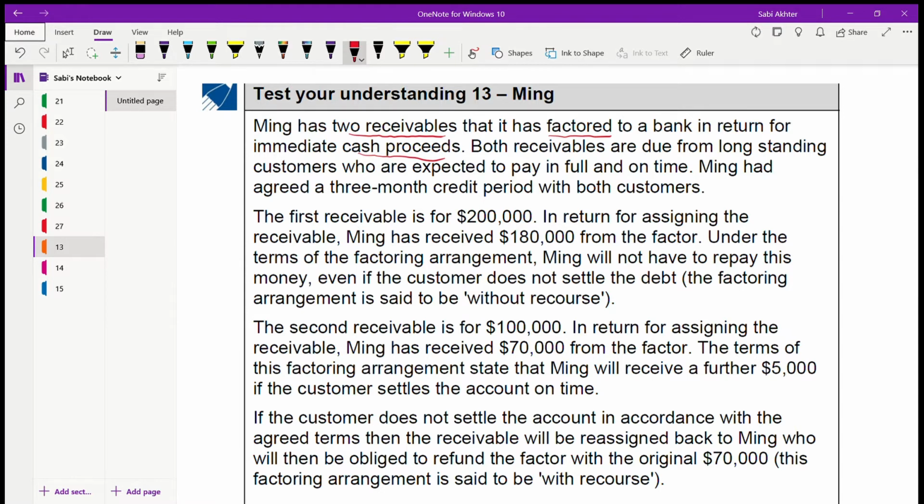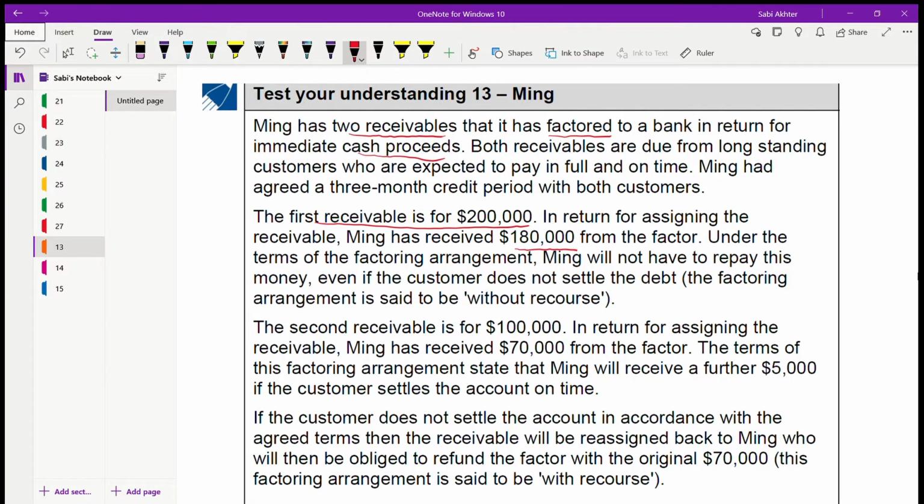Both receivables are due from long-standing customers who are expected to pay in full and on time. Ming had agreed on a 3-month credit period with both customers. The first receivable is for 200,000. In return for assigning the receivable, Ming has received 180,000 from the factor. Okay, so out of 200, 180 they have received.